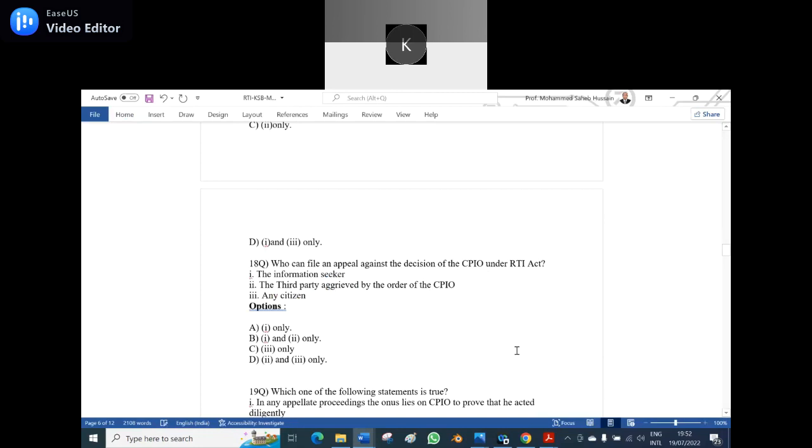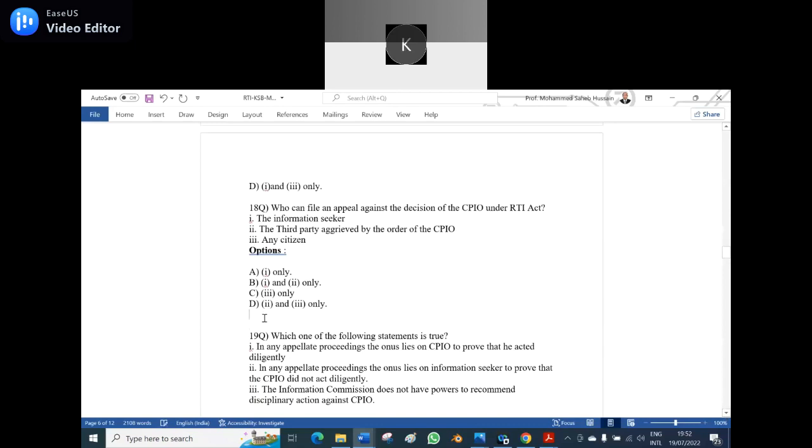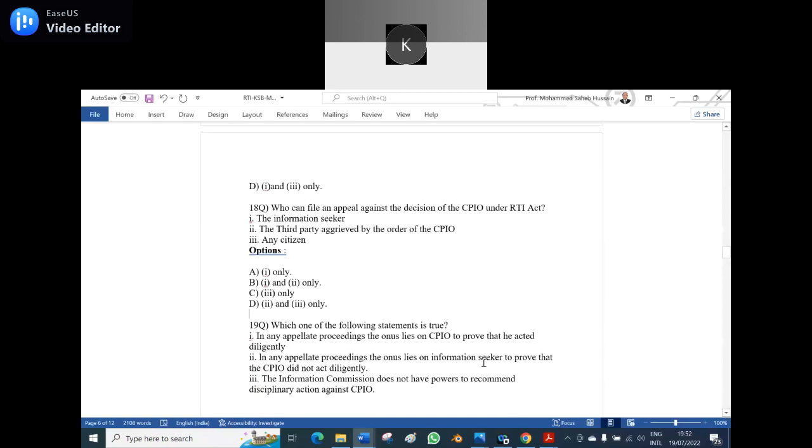One and three, sir. So option B is the correct answer. 1 and 2 only. The information seeker as well as the third party aggrieved by the order of CPIO.